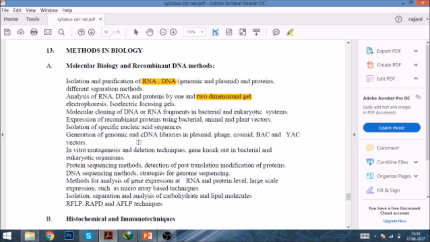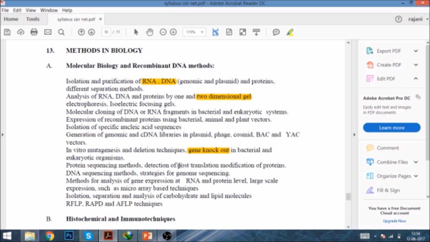Different cDNA libraries in plasmid, phage, cosmid. Different types of plasmids. What are the conditions we should keep in mind for designing a plasmid? How we can use knockout genes to study the function of a particular gene in bacteria and also in eukaryotes.